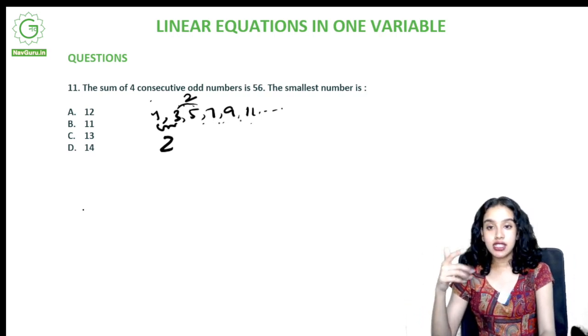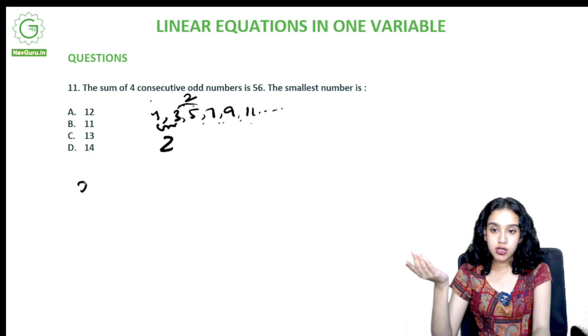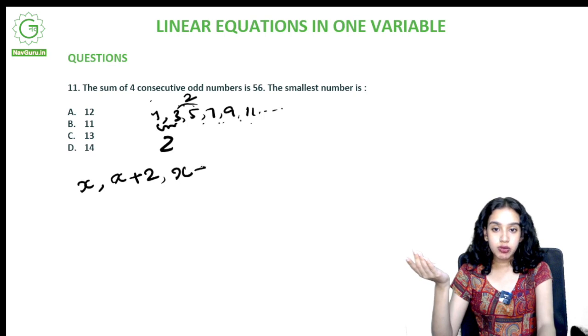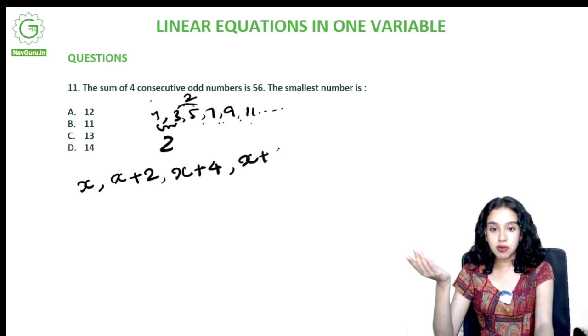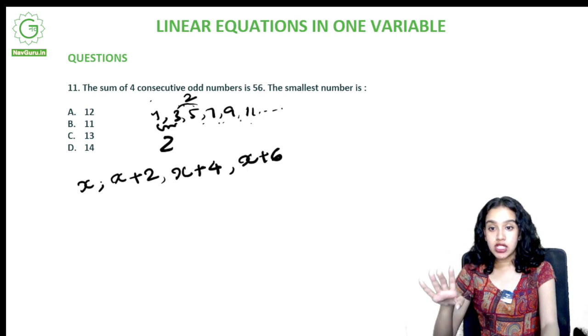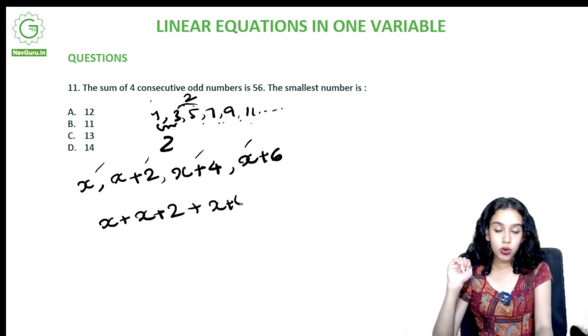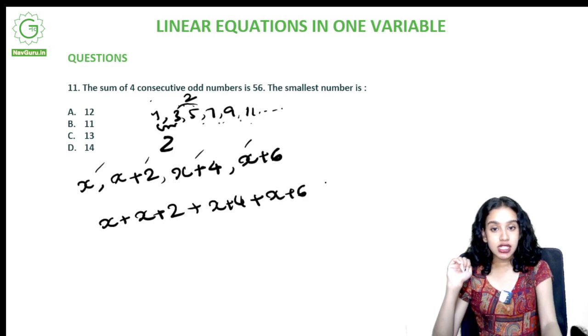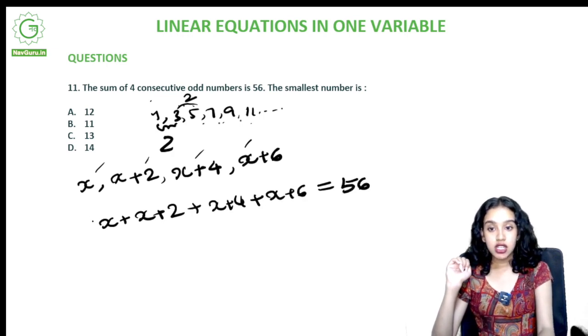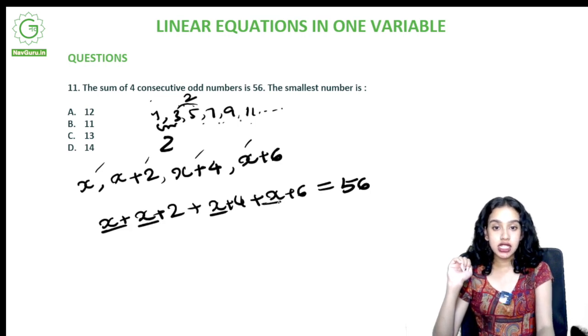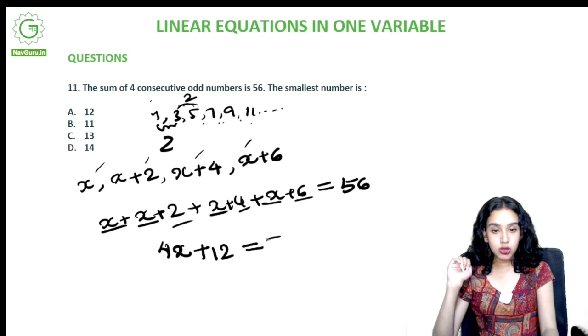Right? So we are saying the sum of 4 consecutive odd numbers. So if I'm taking the smallest odd number to be x, the next one would be x plus 2, the other one would be x plus 4, and the other one would be x plus 6, right? So the sum of these 4 consecutive odd numbers is 56. So I'm saying x plus x plus 2 plus x plus 4 plus x plus 6 is equal to 56, right? So this becomes x plus x is 2x, 3x and 4x. We have 4x plus 2 plus 4 is 6, 6 plus 6 is 12, is equal to 56.